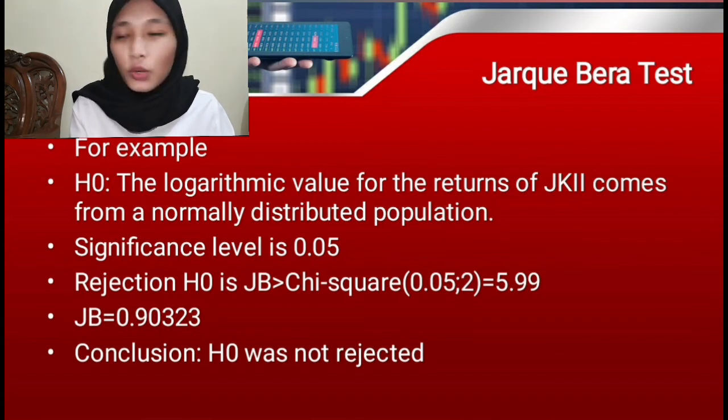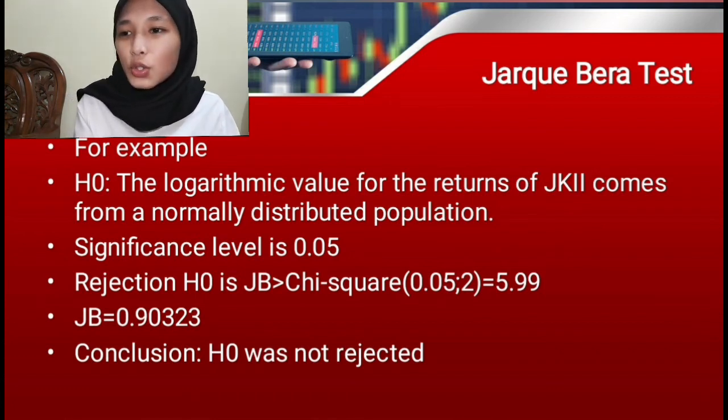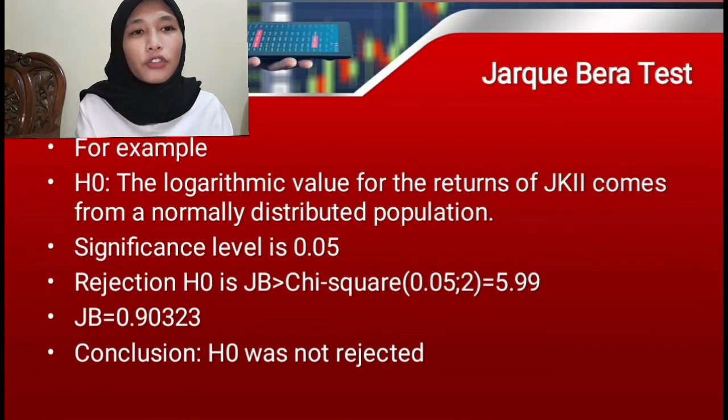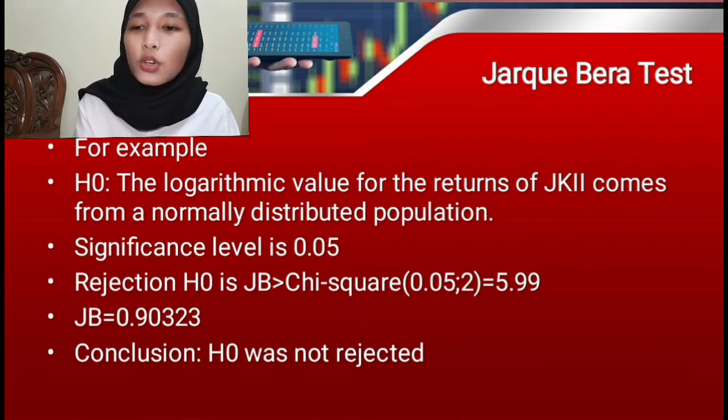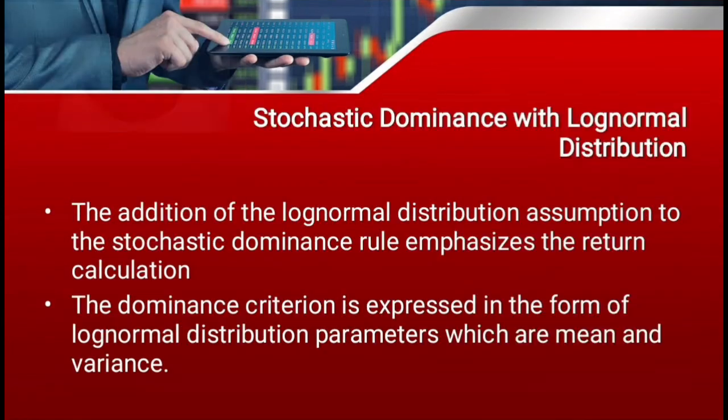Using the equation before, we calculate the Jarque-Bera value for Jakarta Islamic Index 70 or JKII, which is 0.9. So the conclusion is H0 was not rejected, and it can be interpreted that the logarithmic value of the returns of Jakarta Islamic Index 70 comes from a normally distributed population.